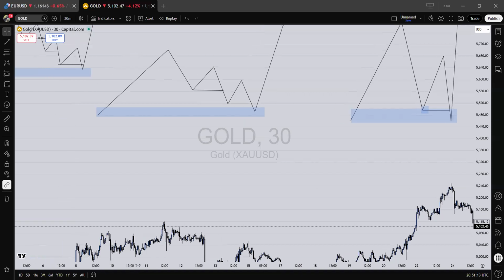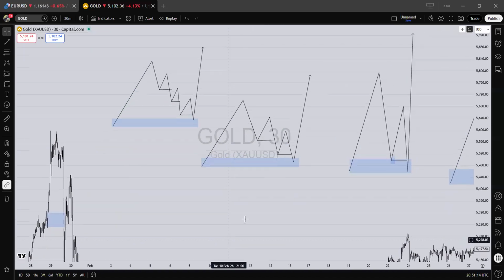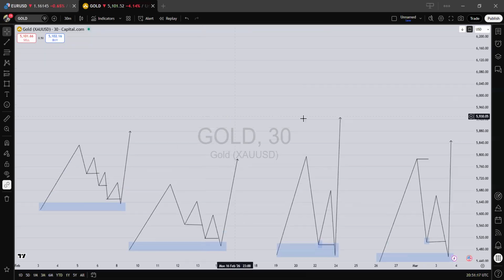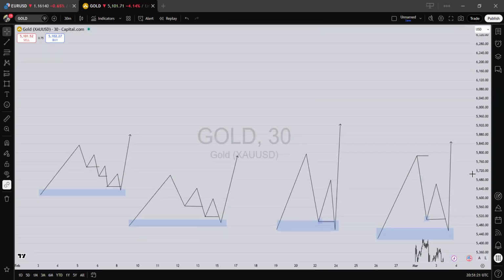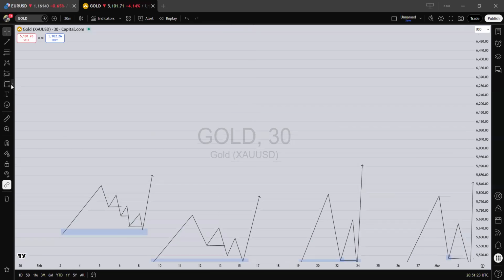Now, another form of engineer liquidity, which personally I don't even like, even though sometimes I tend to trade with it, but I don't like that concept, but I still use it if the opportunity comes.